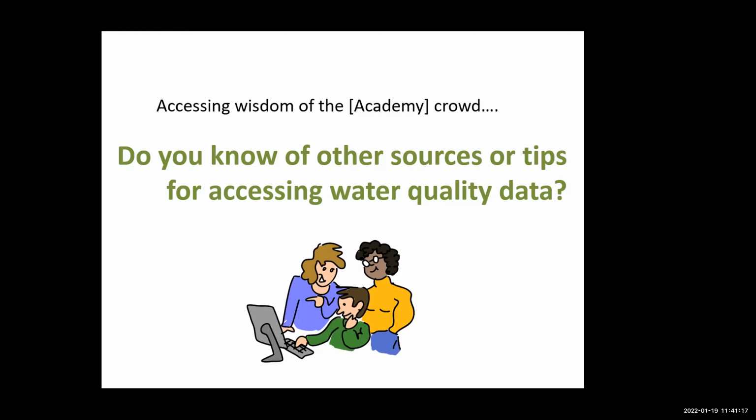But here's where I wanted a discussion, either verbally or in the chat. Are there other sources or tips that anyone wants to offer for accessing water quality data? Kate didn't talk a lot about her frustrations. I'm sure there's been a lot of frustrations, but I'm wondering if any of you have suggestions. So again, we want to access the wisdom of the crowd. Maybe some of you know more than I do of good tips that people should use for finding data in their watershed.